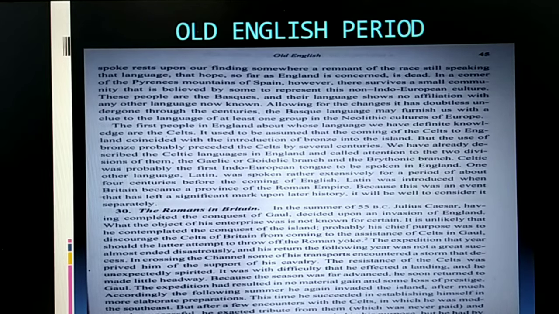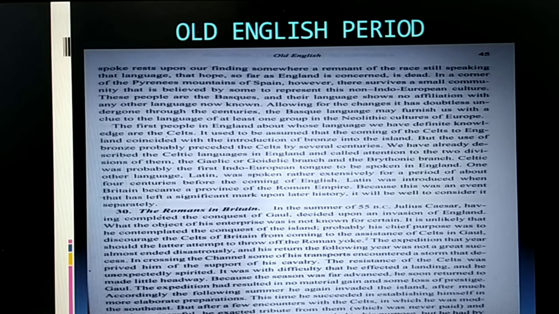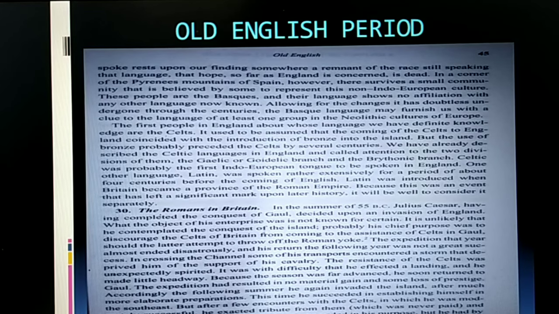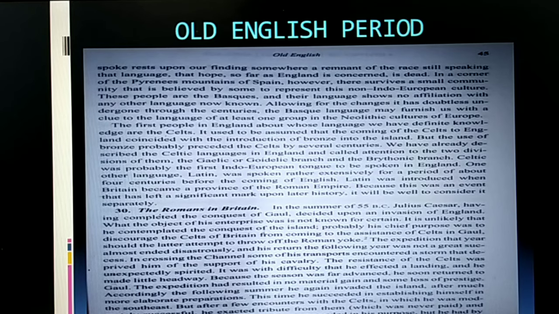The first people in England about whose language we have definite knowledge are the Celts. It used to be assumed that the coming of the Celtic to England coincided with the introduction of bronze into the island. But the use of bronze probably preceded the Celts by several centuries. We have already described the Celtic languages in England and called attention to the two divisions of them, the Gaelic or Goidelic branch and the Brythonic branch. Celtic was probably the first Indo-European tongue to be spoken in England.